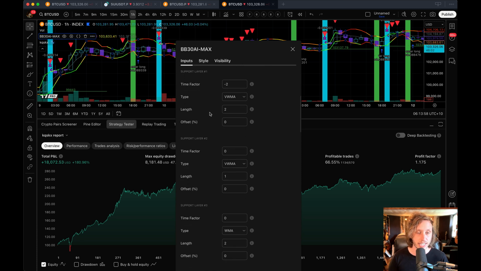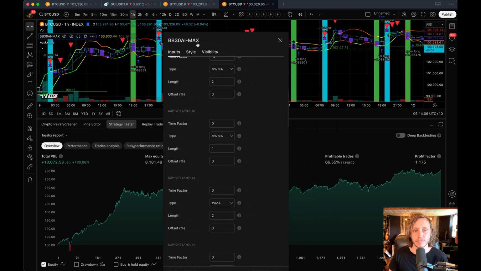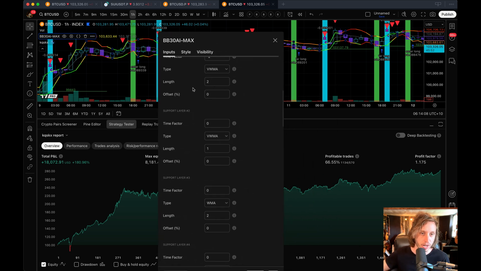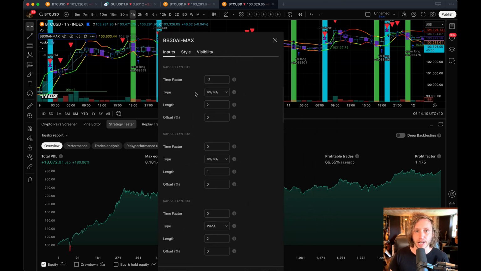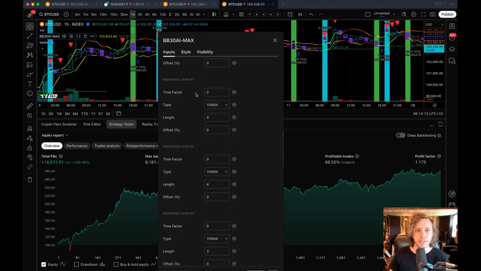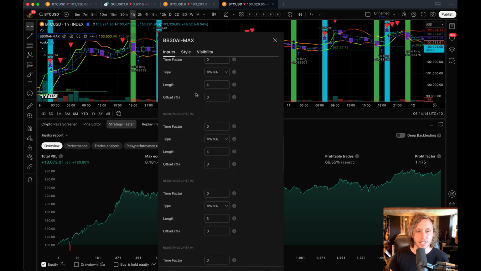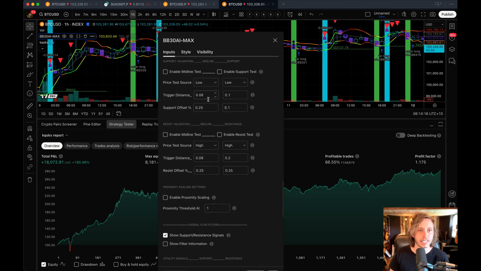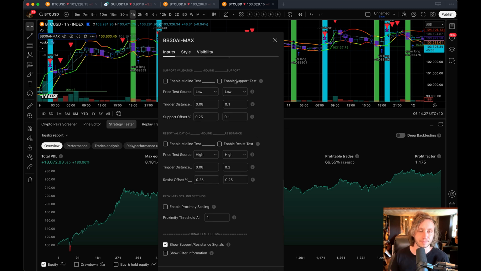And then again, look at some deep backtest history, and make sure, again, this is just the way I do it, but make sure it's useful and you're not just over optimizing for the present term. We don't have the future, but we do have the past, so we can go back some more bars and look at that. So these are the support and resistance layers. And the next thing that we come to here, as we are building our strategy and looking at the AI max version of the bands, is we have our midline and support test.